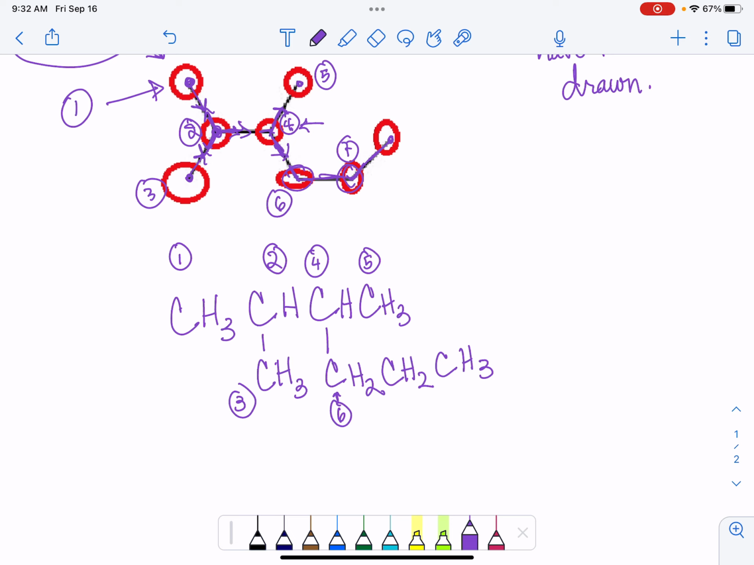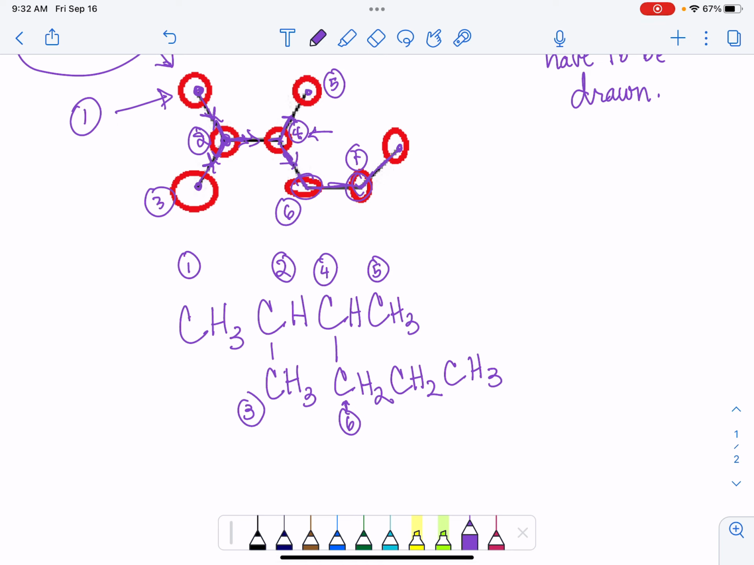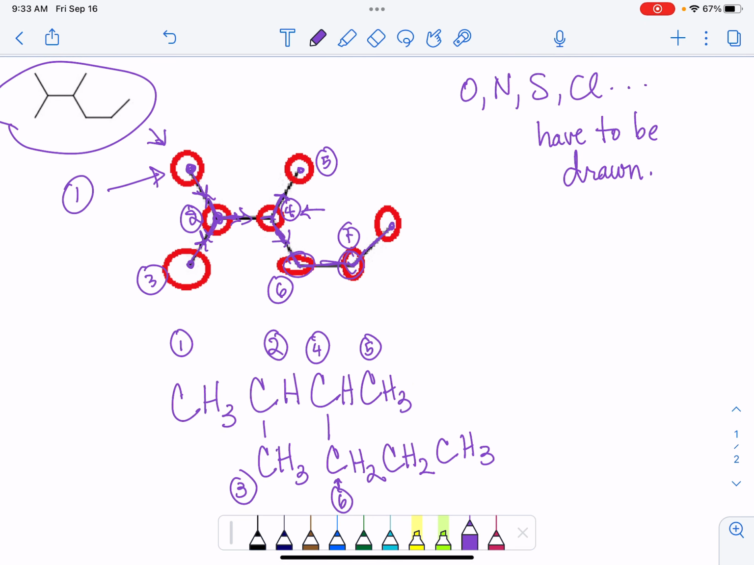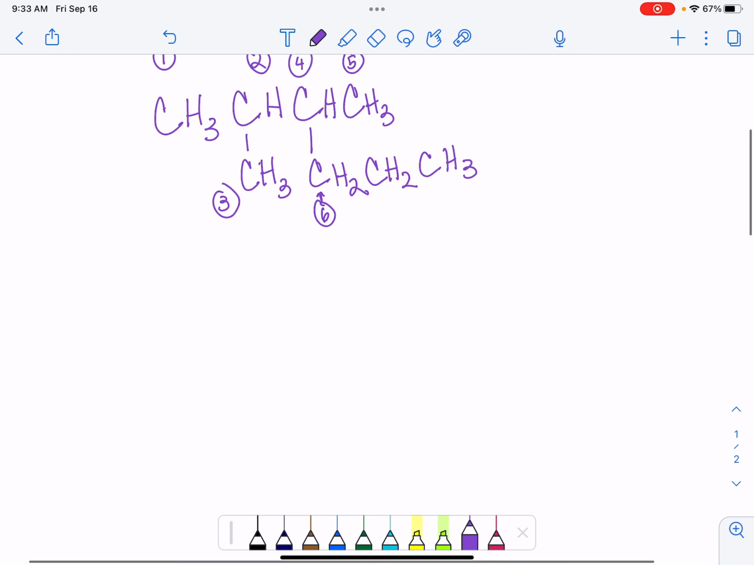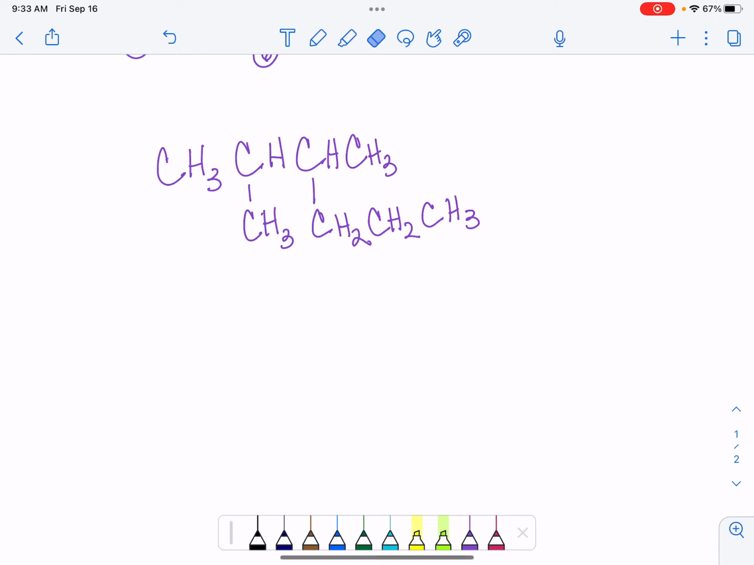Now, there are several different ways I can arrange this. What I did is I looked at that top structure, and I just followed the chain, hooking off of it when I needed to. I didn't have any oxygens, nitrogens, sulfurs, or chlorine to draw, so it was just carbons and hydrogens. So let me come down here. Let me clean this up just a little bit. It's a video, you can come back if you need to. And now let me draw this more condensed.